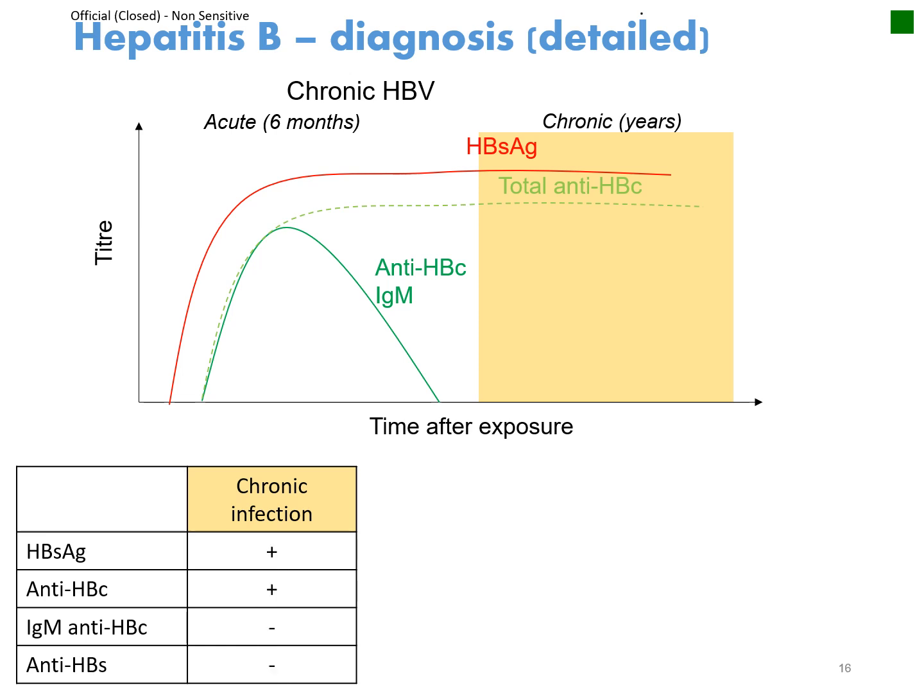HBsAg and total anti-HBc are present. At the stage of chronic infection, the person has already been infected for some time, so the IgM antibodies against the hepatitis B core antigen have already disappeared. And since the person is not immune to hepatitis B infection, there are no anti-HBs antibodies produced.